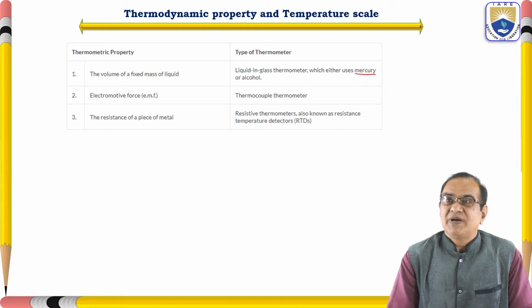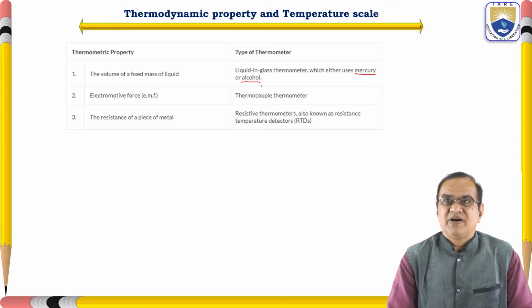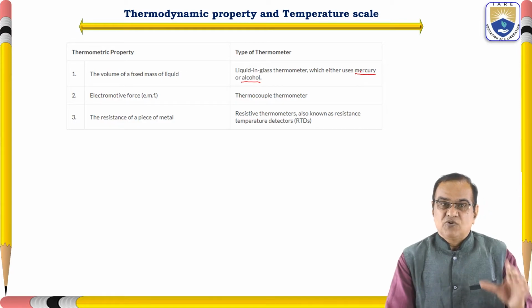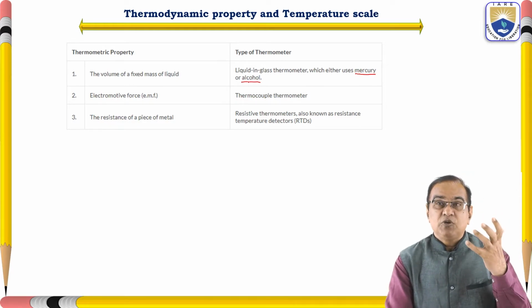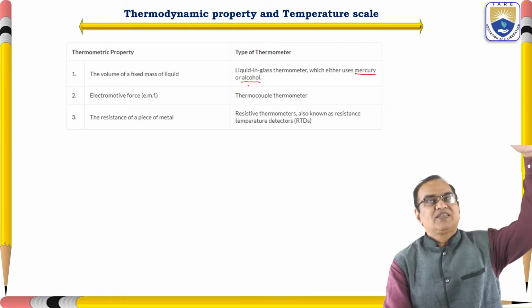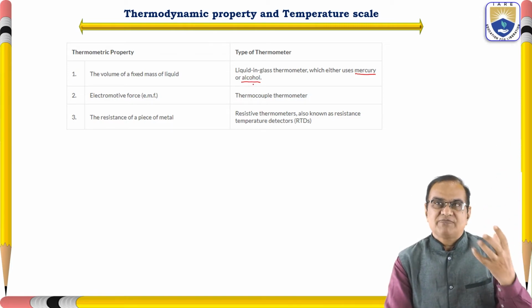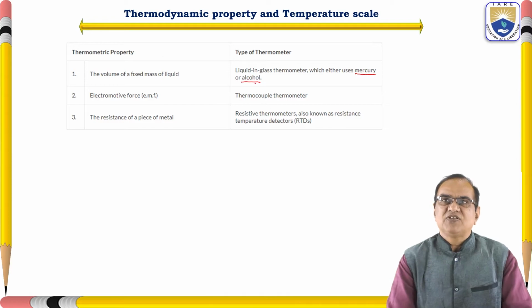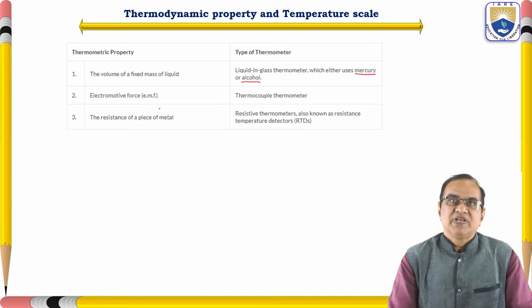Most of the time, if you see the medical fever measurement, we use mercury, and we also use alcohol in some thermometers, because mercury is very heavy, so less height is required. But if you use alcohol, more length will be needed. So for experiments in labs and so on, we can use alcohol. It gives more accurate readings, but we need more length.